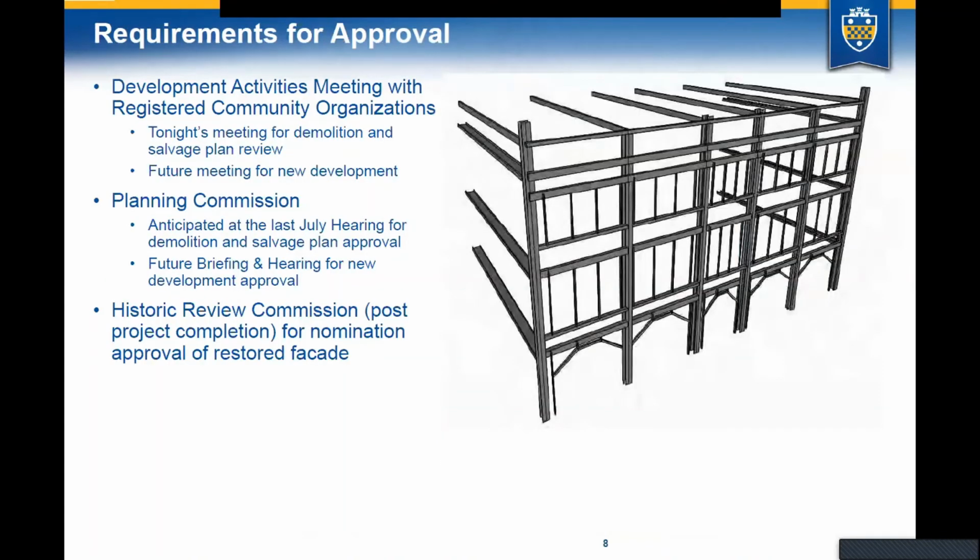What you're looking at on the right of the slide is the tube steel that will be put in there to hold the restored facade when it's put back in place. So we will have a development activities meeting with the registered community organizations. So tonight's meeting is for demolition and the salvage plan review, and then we'll have a future meeting for the new development. We anticipate going to the July hearing of the Planning Commission for demolition and salvage plan approval, and then we'll have a future hearing for new development plan approval. The Historic Review Commission, post-project completion, that will be where we go for the nomination of the restored facade. Next slide.